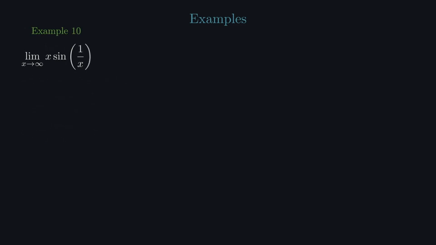Example 10. Limit as x approaches infinity of x times sine of 1 over x. When x becomes very large, the angle 1 over x becomes very small. So we use the substitution t equals 1 over x. So as x goes to infinity, t goes to 0, and the expression becomes limit as t approaches 0 of sine t over t. And by our fundamental sine limit, this tends to 1, so the original limit equals 1.